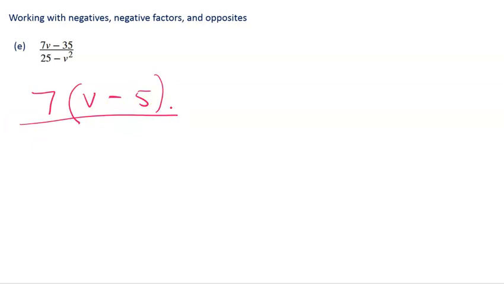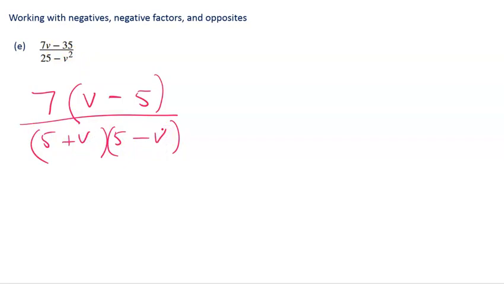My denominator is a difference of squares. Okay, so 25 minus v squared. I can write that as a difference of squares. Remember how to do that? One plus, one minus. The square root of the first value, 25, goes in the first position. The square root of 25 is 5. The square root of v squared is v.